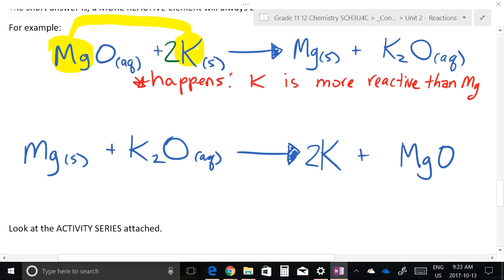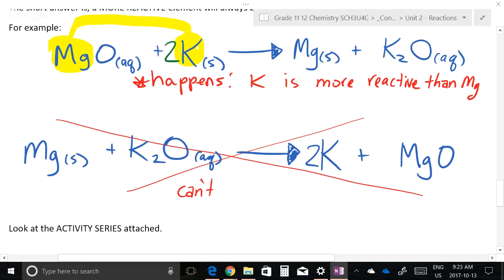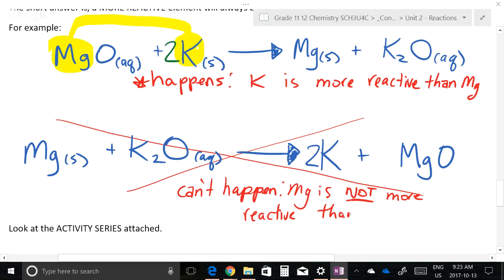So now this bottom reaction, on the other hand, can't happen. And it can't happen because Mg is not more reactive than potassium. Does that make sense?